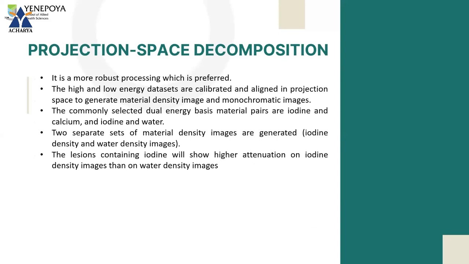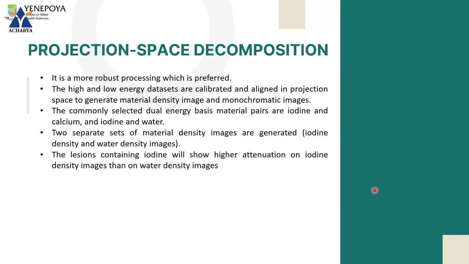So it is a more robust processing, and it is always preferred. The high and low energy data sets are calibrated and aligned in the projection space to generate material density images and monochromatic images. Those are the two types of images displayed. Both the data sets are calibrated and aligned together, overlap together, and then we get the material density image and monochromatic image. The commonly selected dual energy basis material pairs are iodine and calcium, and iodine and water.